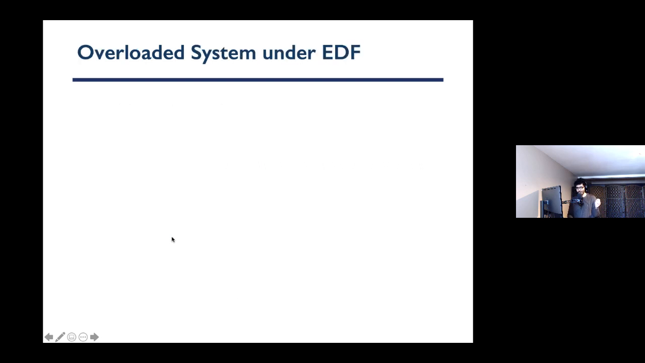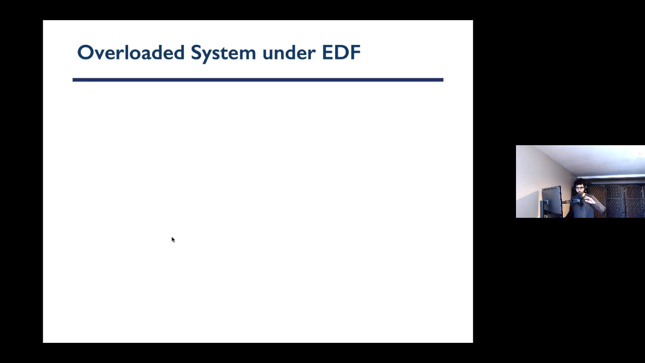Now, here comes the downside, if you wish, of EDF. When you have an overloaded system, then EDF is a little bit weird. First of all, it cannot schedule all tasks to meet their deadlines. It's impossible. But now the question is, does it at least do the best possible schedule? Meaning, can it meet most of the tasks? Now that we can't meet everybody's deadline, can we say that we're meeting the maximum number of task deadlines? And the answer is no.